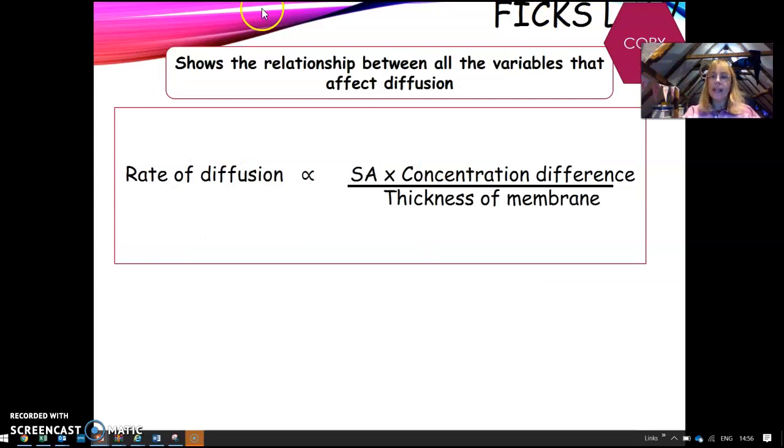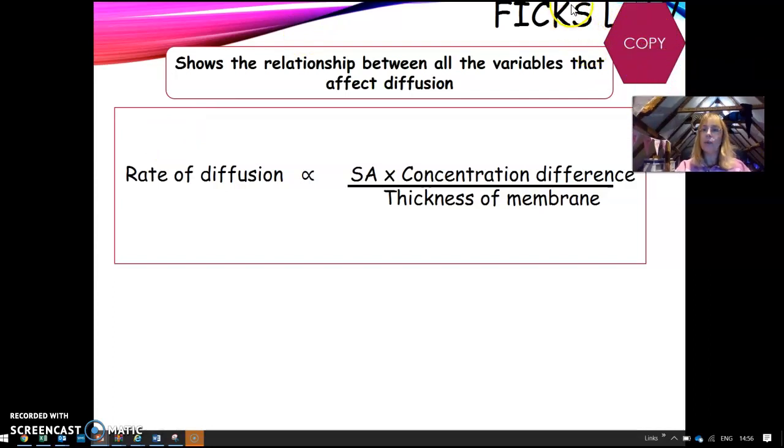Now, all of this is summarized in what we call Fick's law. And I know in the video I've covered up the law. I do apologize for that. This is the bit I need you to copy down. This equation sums up Fick's law. Fick's law says the rate of diffusion is directly proportional to the surface area times by the concentration difference over the thickness of the membrane.